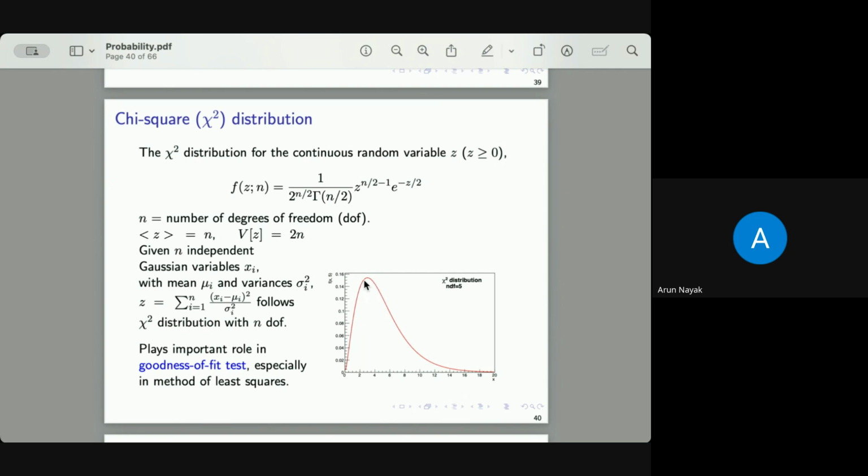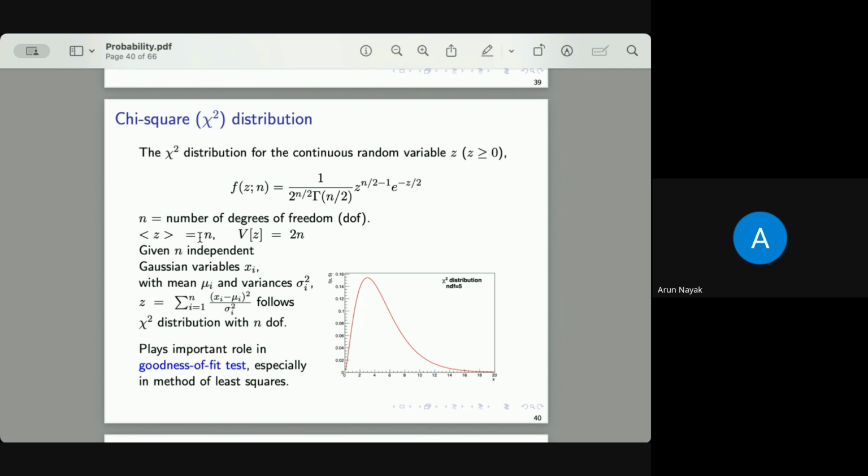Now, say I had 5 points with a straight line fit. I said if I have 5 points and a straight line has 2 parameters, the number of degrees of freedom is 3, right? So for number of degrees of freedom 3, we will have a distribution for the chi-square function.